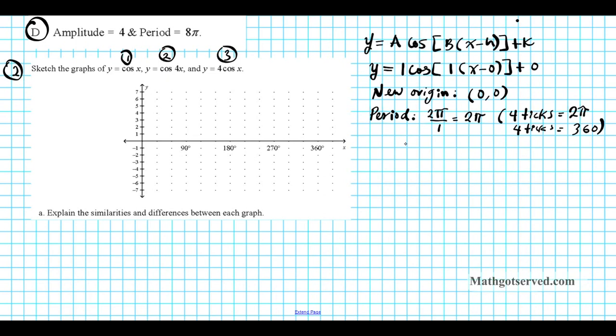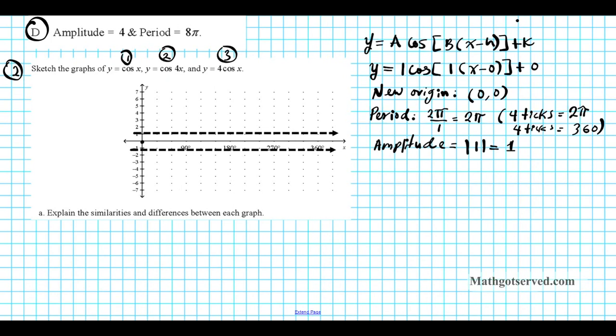I think that's enough information to graph this function. Oh yeah, we also need our amplitude. Our amplitude is the absolute value of A, so we're going to be computing the absolute value of 1, which equals 1. Now let's go ahead and graph the function. We are starting from 0, 0, and our amplitude is 1, so let's graph a 1 here. That's how high our function is going to go, and then it's going to go as low as negative 1, like that.